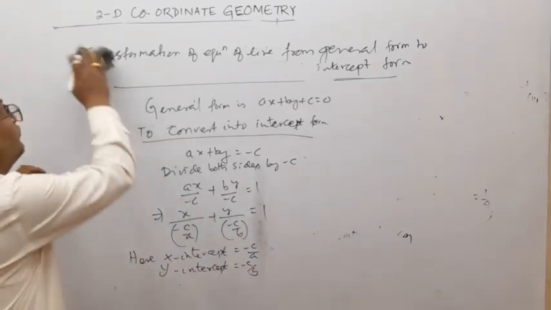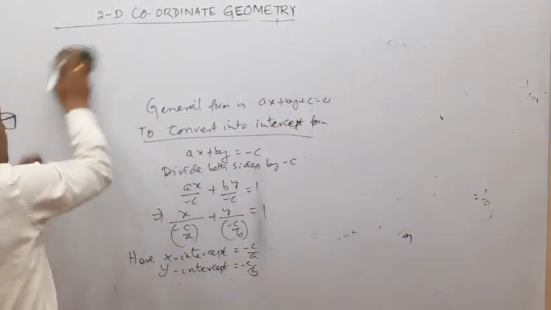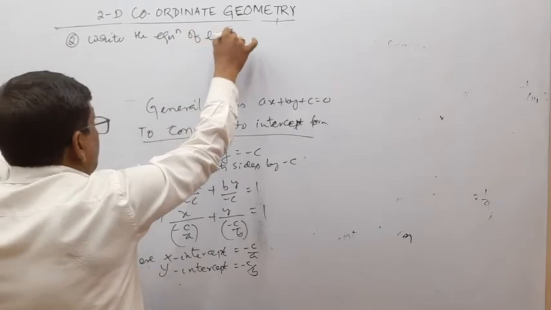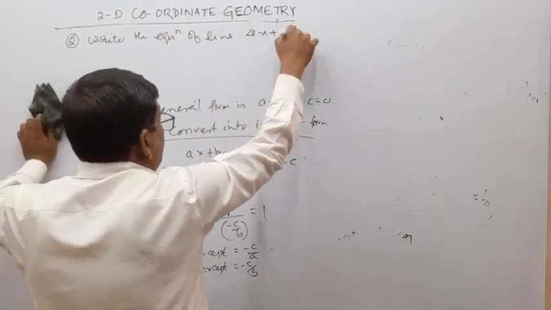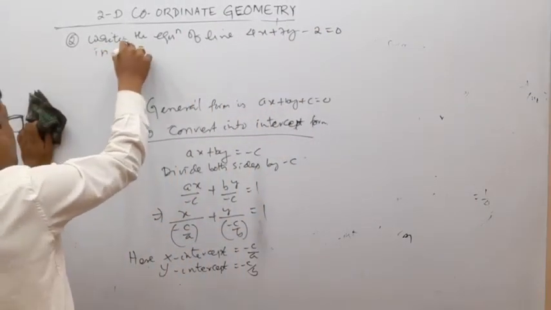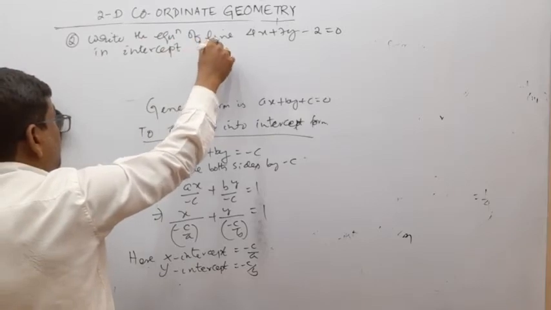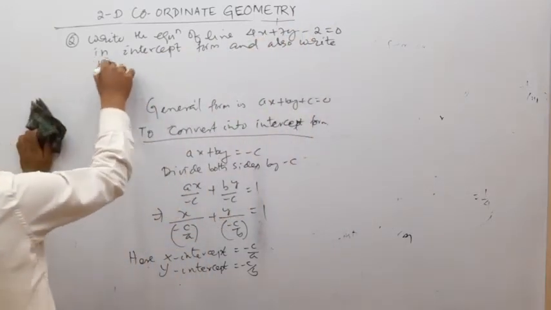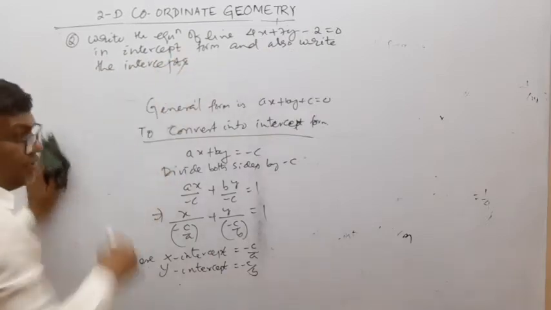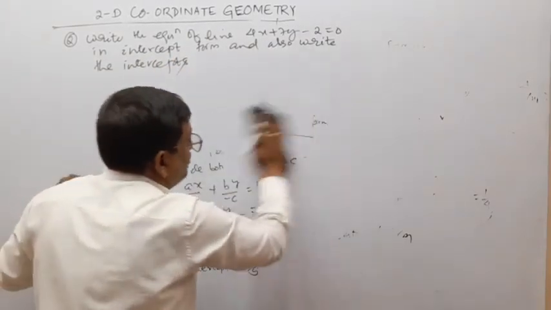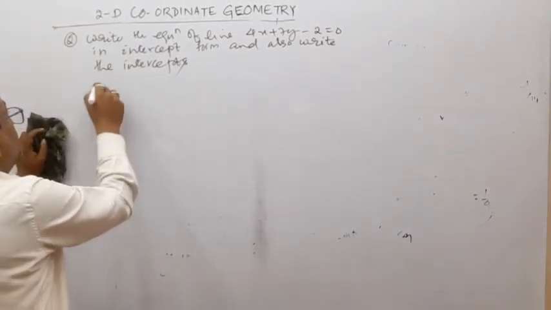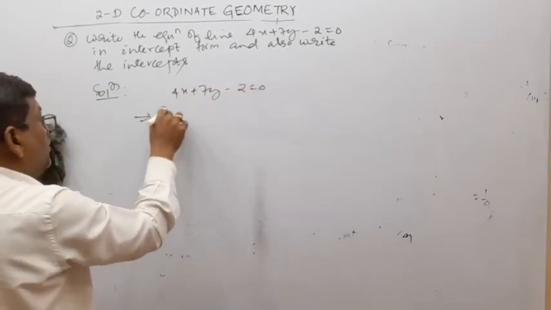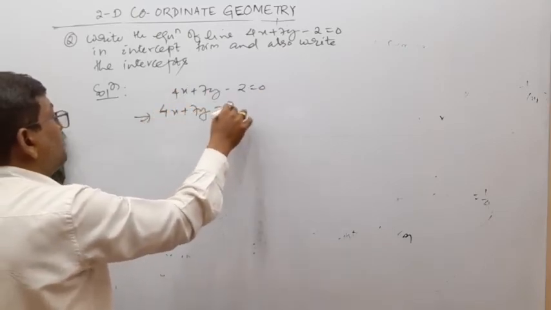One question: write the equation of the line 4x plus 7y minus 2 is equal to 0 in intercept form, and also write the intercepts. Now the solution: the given line is 4x plus 7y minus 2 is equal to 0. Now 4x plus 7y is equal to 2.